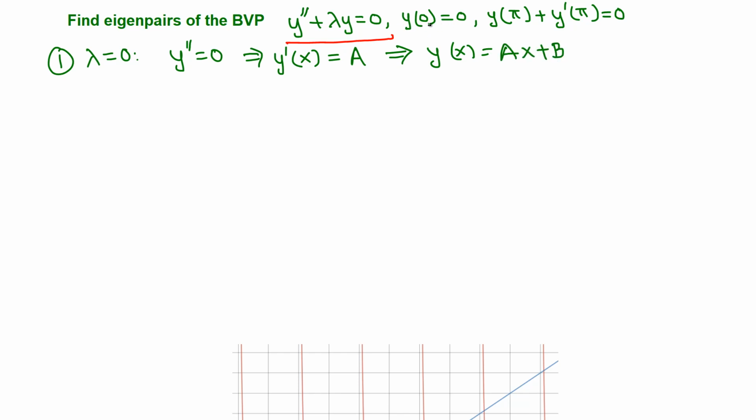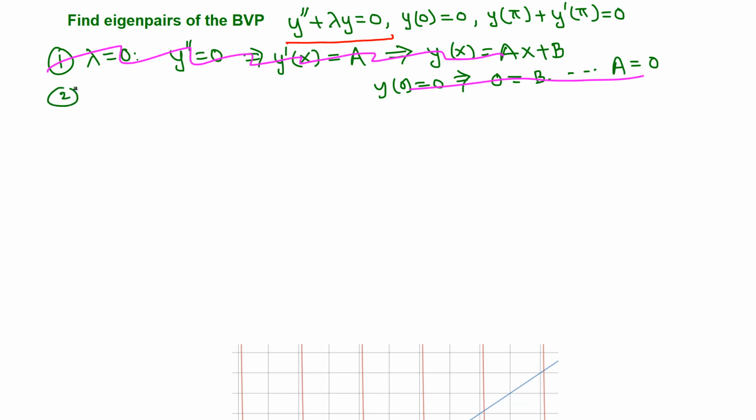Now use the first condition, y(0) = 0. That would imply y is 0 when x is 0. So this is 0 plus b, so b is 0. Now use the second condition, I meant boundary condition, then a is also 0. So λ = 0 is not an eigenvalue, so we don't get any non-trivial solution.